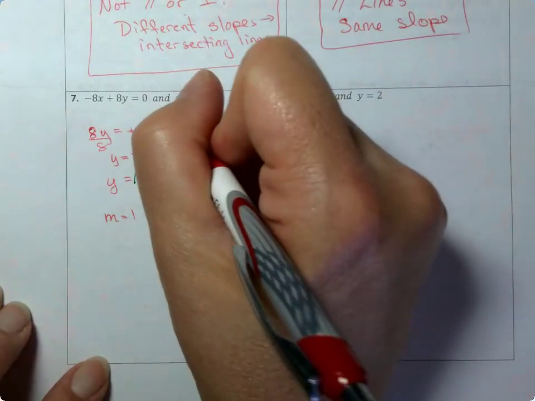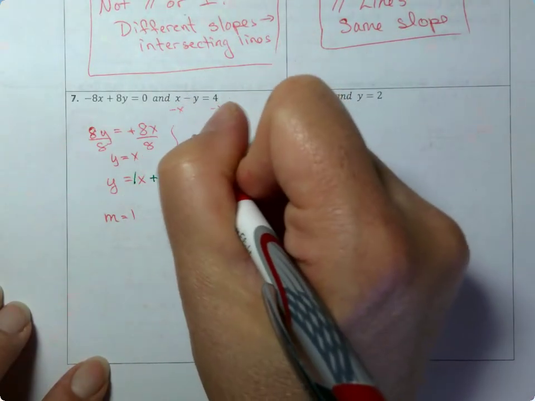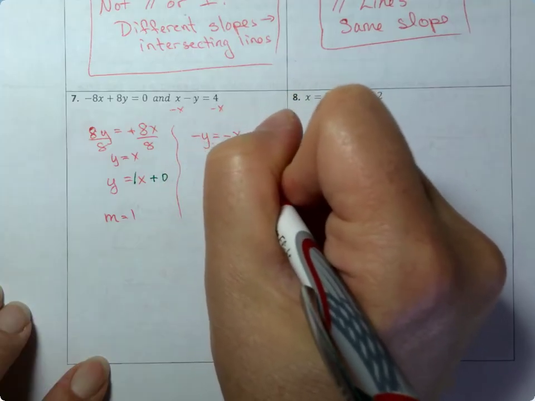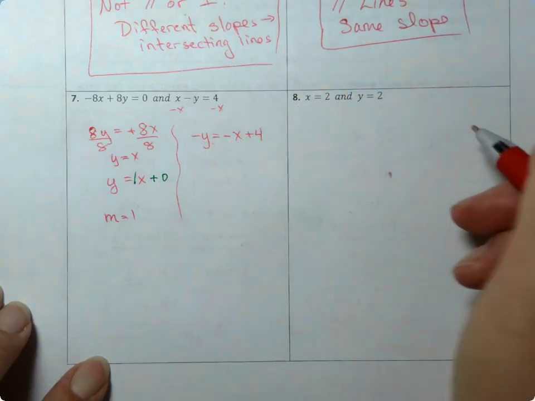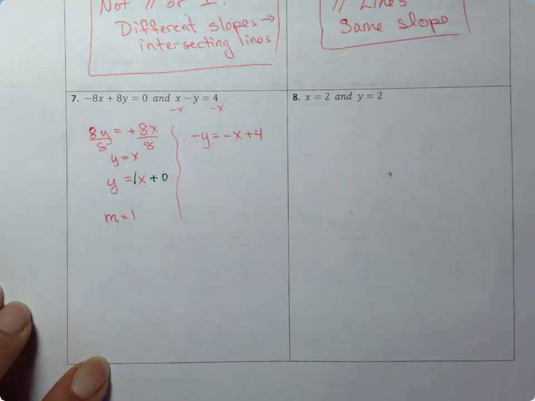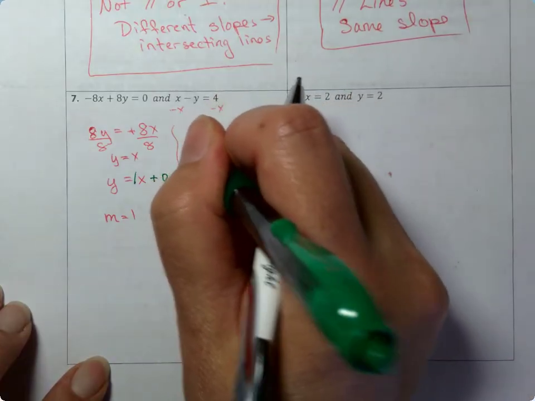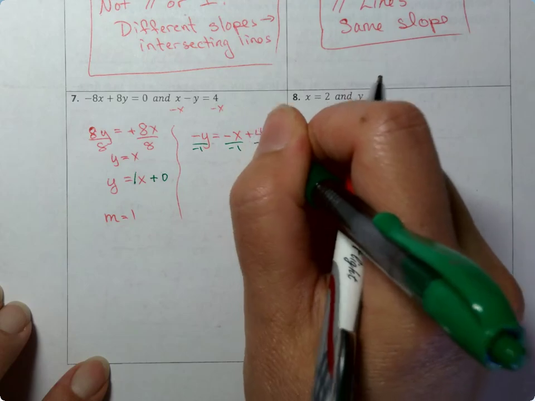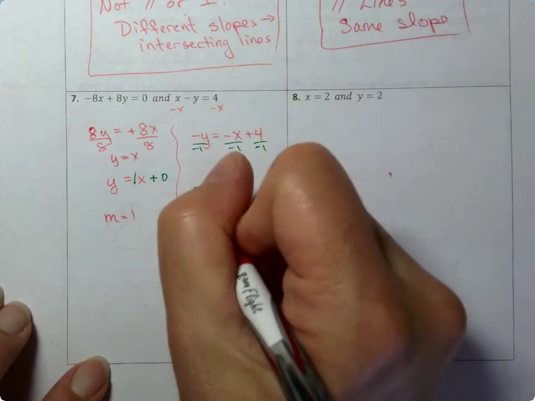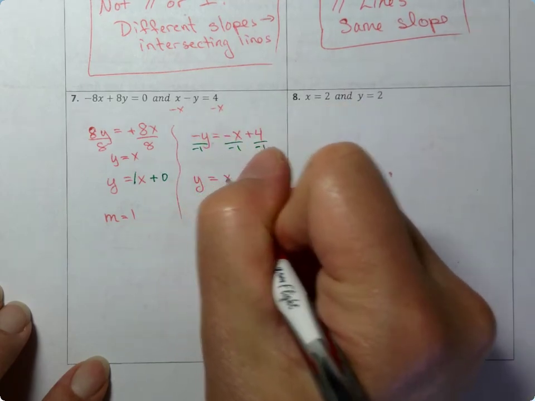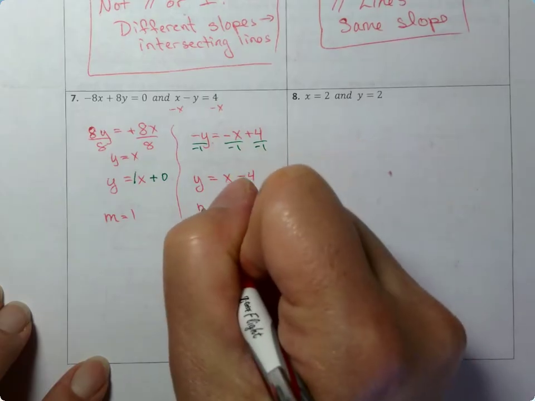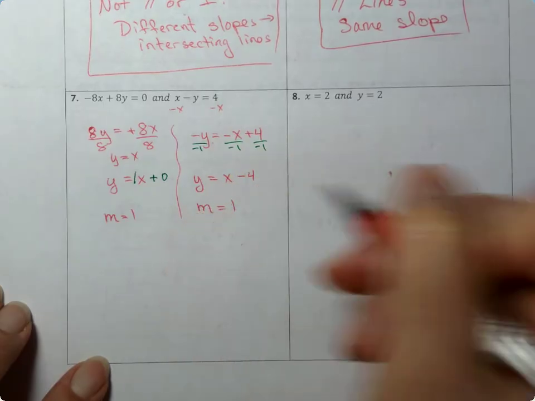All right. This guy, we're going to subtract x. Negative y equals negative x plus 4, or 4 minus x. But I do need to get rid of that negative sign. So some people know they're just changing the signs. You're really dividing everything by -1. And I get y equals positive x minus 4. And the slope of this line is also 1.